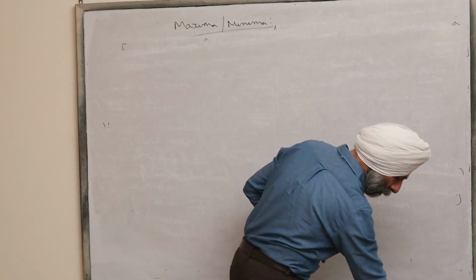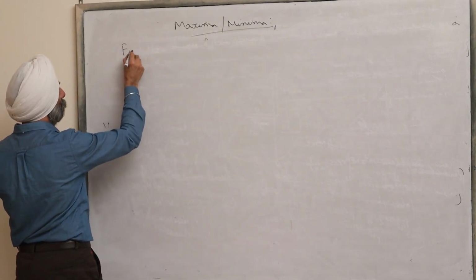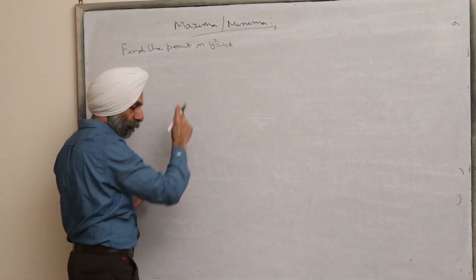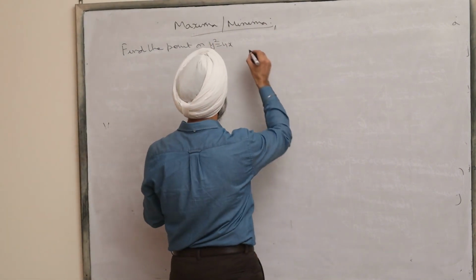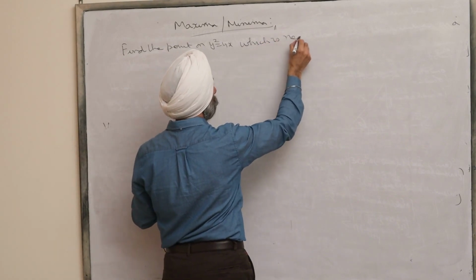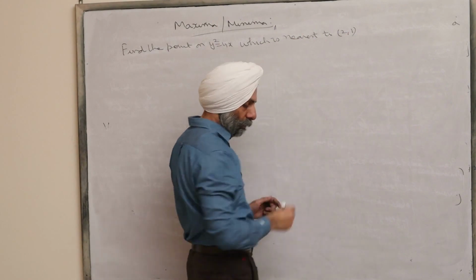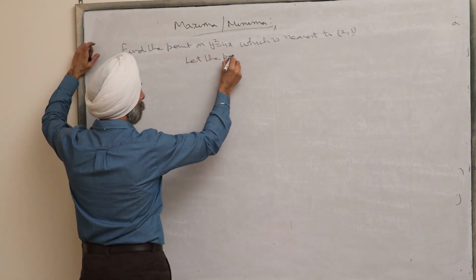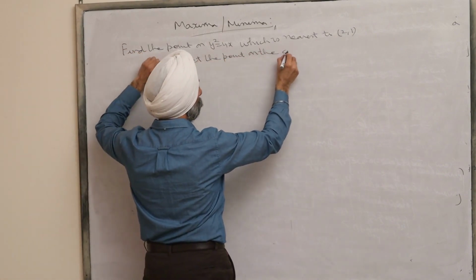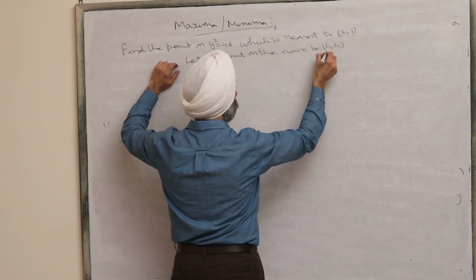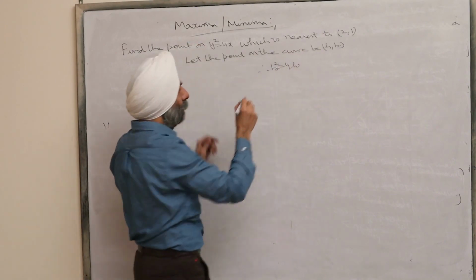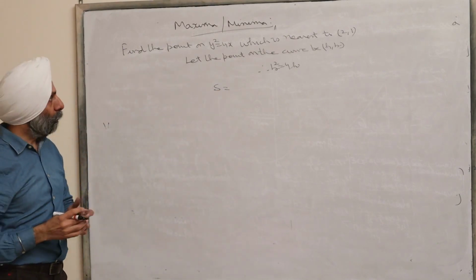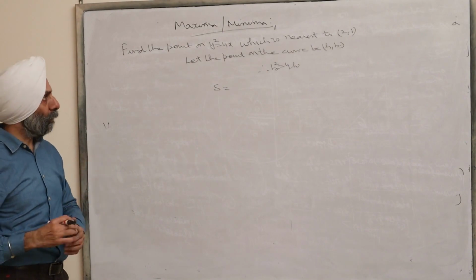Now the next question is, find the point on the curve y squared is equal to 4x which is nearest to the point (2, 1). Now let the point on the curve be (h, k). Therefore k squared is equal to 4h. Now nearest means that we have to show that the distance between the point on the curve and (2, 1) is minimum.